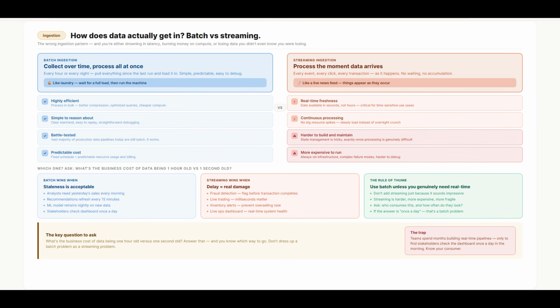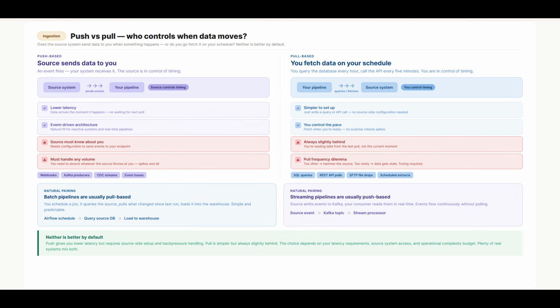Don't fall into that trap. Within those two models, there's another decision. Does your source system push data to you, or do you pull it from the source? Push means the source system sends data to you when something happens. An event fires, your system receives it. This is how webhooks work, how Kafka producers work. The source is in control of timing.